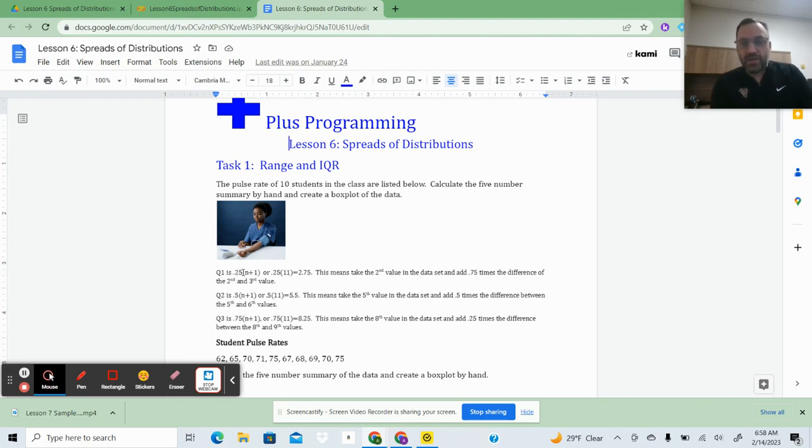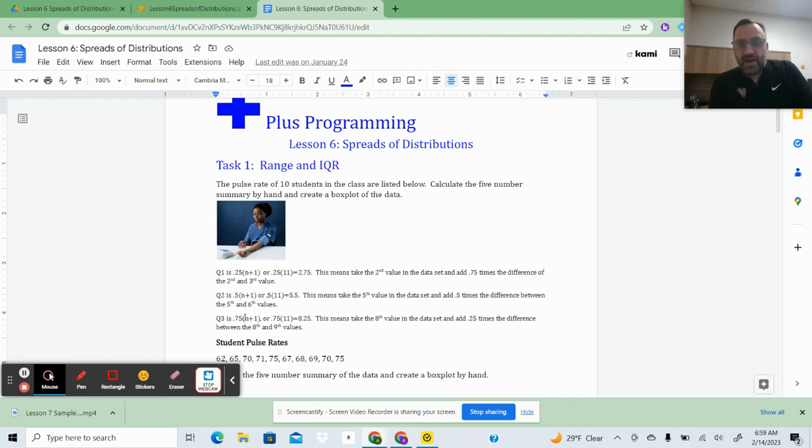So what you do is you go 0.25 times n plus 1, and it's going to be the 2.75 data value. So you go to the second data point and you take that and add 0.75 times the difference between the second and the third value. And then the median is going to be 0.5 times the n plus 1, or 0.5 times the 11th data value, in our case if you did the pulse rate of 10 students. And then you go 0.5 times the difference between the fifth and the sixth value. Same thing for the third quartile.